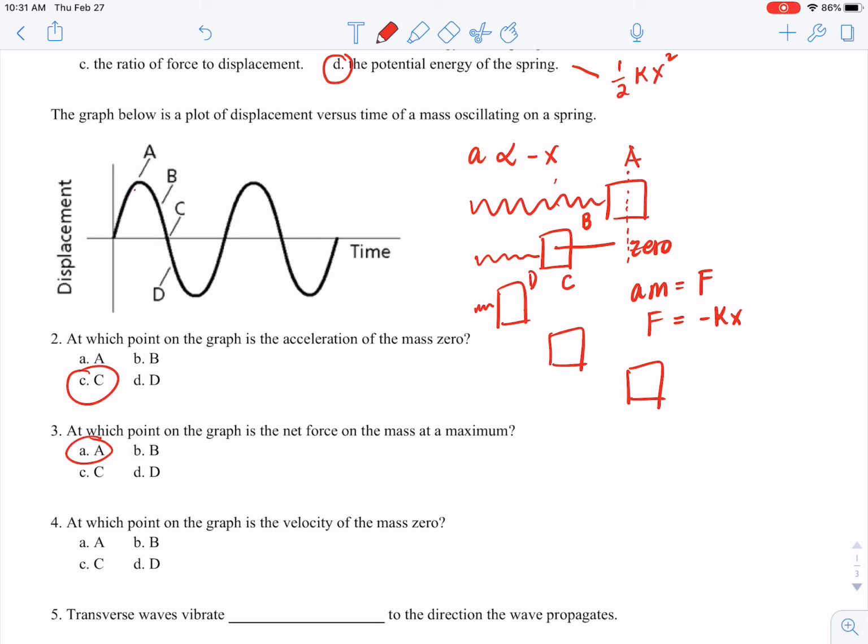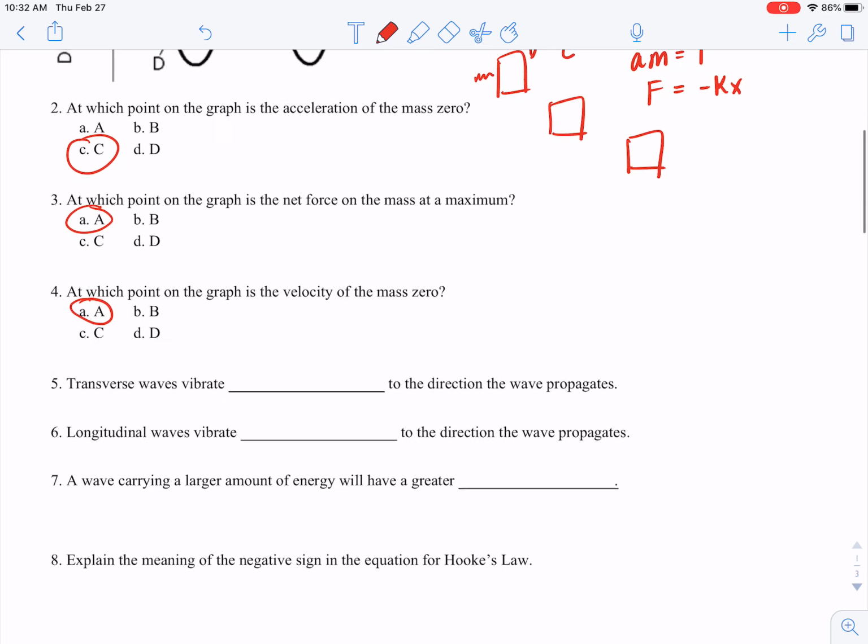Next, at which point on the graph is the velocity of the mass zero? So, where is the velocity zero? The correct answer here is letter A, at this point. Where is it the maximum? At this point, at C, at the equilibrium position. Alright, next we proceed.